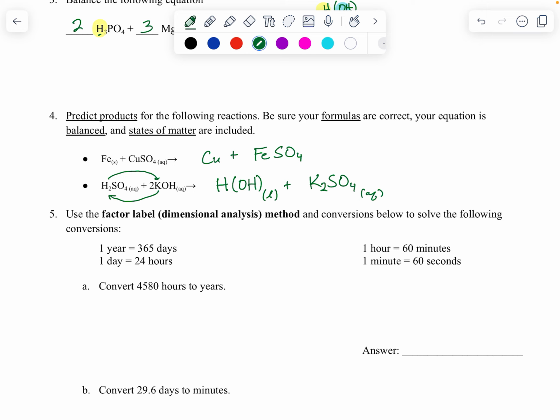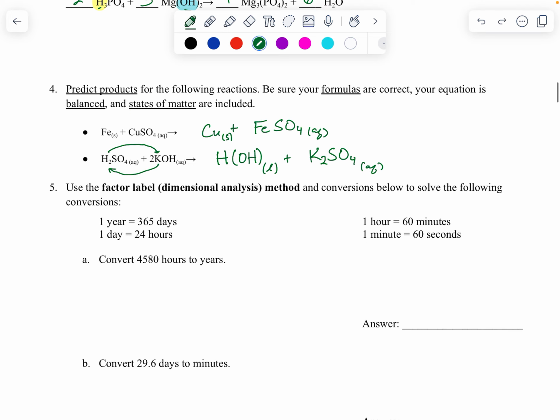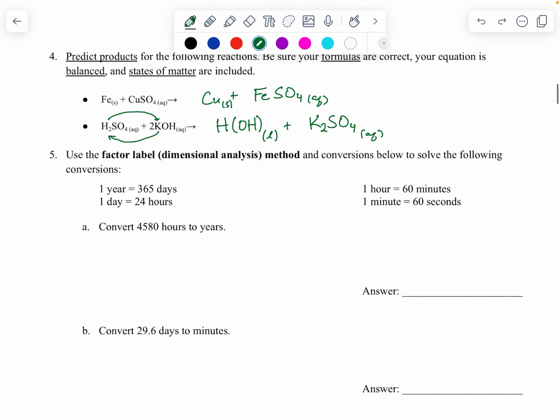Over here, when the metal is by itself, you can assume, unless it's mercury, that it is solid. And we'll say that this will be aqueous as well, right? States of matter are important, because you will be given answer choices that have the states of matter on them.